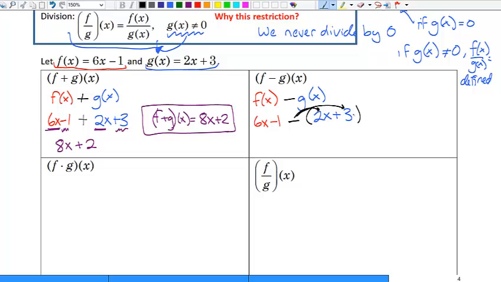If you don't put the parentheses, the mistake students will make is they will only subtract the first term, 2x. They'll get the minus 2x just fine, but they'll forget to distribute the negative and subtract the 3. So make sure you put parentheses whenever you're using addition or subtraction. Now I'm going to combine like terms. 6x minus 2x is 4x, minus 1 minus 3 is minus 4. Therefore f minus g of x is equal to 4x minus 4.